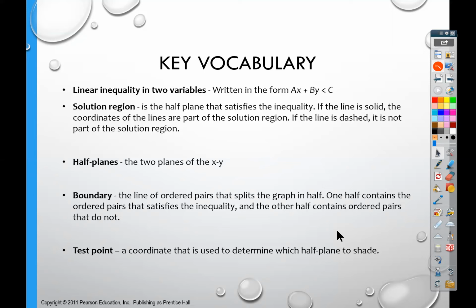Half planes are the two planes of the xy coordinate plane. The boundary is the line of ordered pairs that splits the graph in half. One half contains ordered pairs that satisfy the inequality and the other half does not. A test point is a coordinate that's used to determine which half plane to shade.